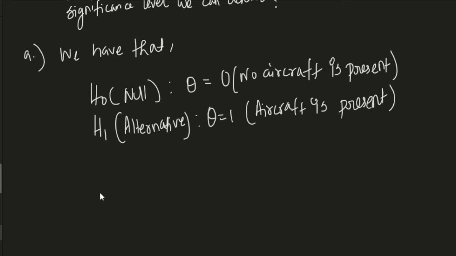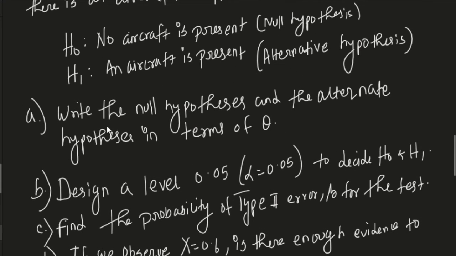Now to decide between H0 and H1, we look at the observed data, obviously, and this observed data tells us if we can differentiate between H0 and H1. That completes part 1. Let's now for B, design a level 0.05 test to decide between H0 and H1.